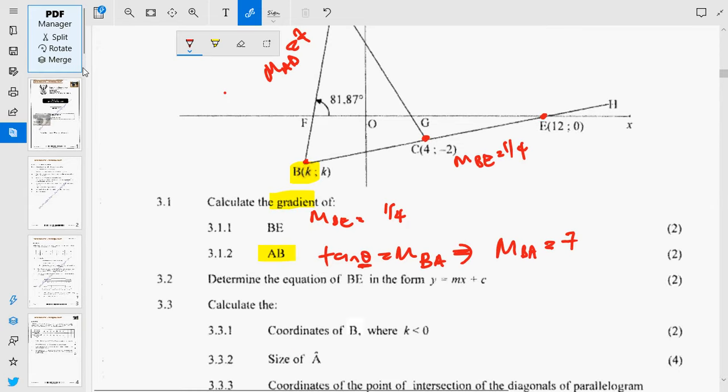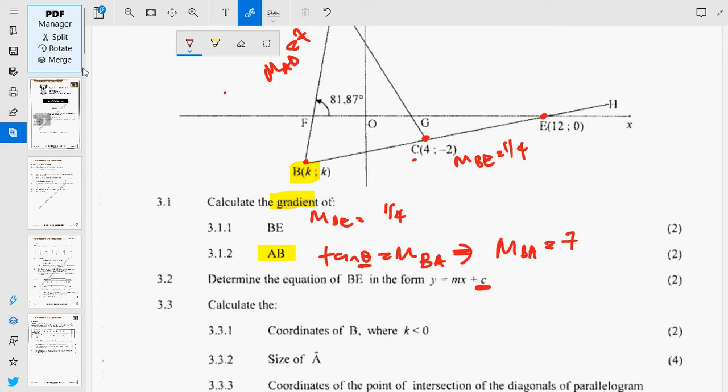The next question is asking us to determine the equation of BE. Okay, so they're asking us to determine the equation of BE. Well, already you've got the gradient of BE to be 1 over 4. You only need one other point to determine the value of c.